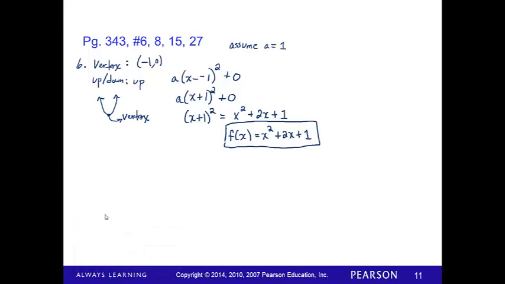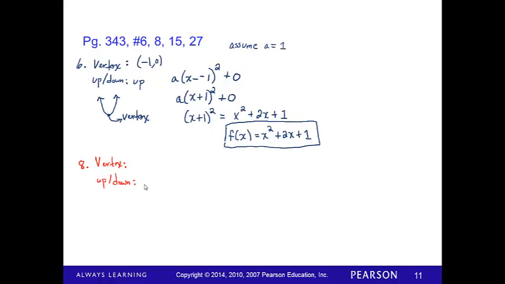Alright, let's look at number 8. So number 8, same problem. We need to determine the equation of the quadratic function. So first we need to know the vertex, and we need to know if it opens up or if it opens down. The vertex and if it opens up or if it opens down.